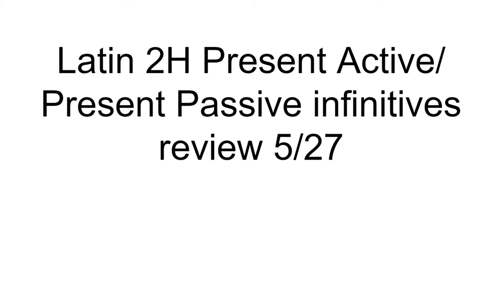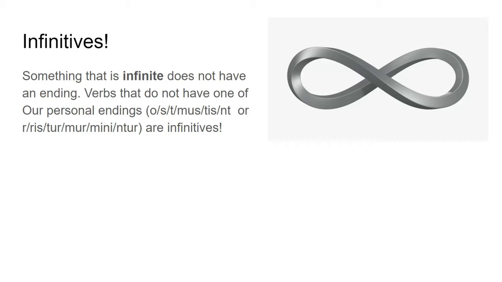So you can also do that with infinitives. That whole word, infinitive, comes from this idea of infinity or something that's infinite. I'm sure you know this word already and maybe the symbol that goes along with it. That's something without an end. Something that's infinite just goes on and on forever. A verb that is infinite does not have an ending. So it doesn't have personal endings like -o, -s, -t, -mus, -tis, -nt, or -r, -ris, -tur, -mur, -mini, -ntur. Those are personal endings, and those are not on infinitives.